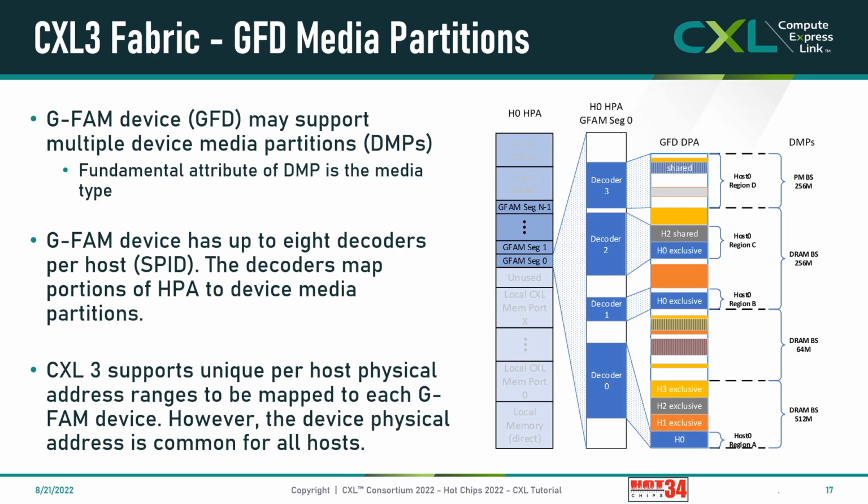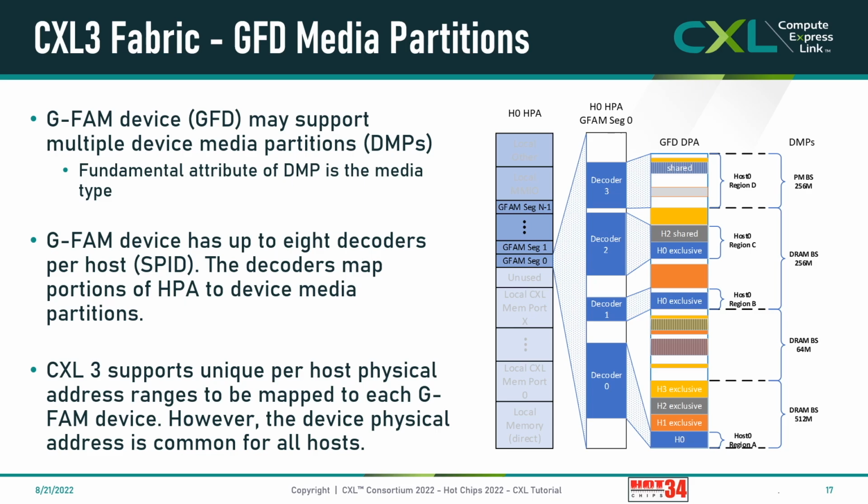This slide introduces the concept of a GFAM media partition and how a media partition is mapped into a host physical address. A GFAM device may support multiple device media partitions, referred to as a DMP. The fundamental attribute of a device media partition is the media type. Common media types are volatile and persistent. A GFAM device may support multiple host decoder regions per host. Each decoder region may map a portion or an entire device media partition.